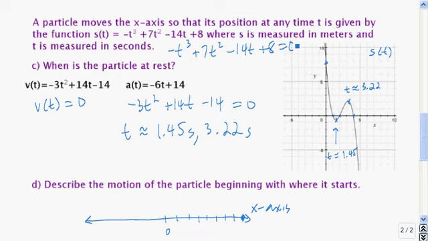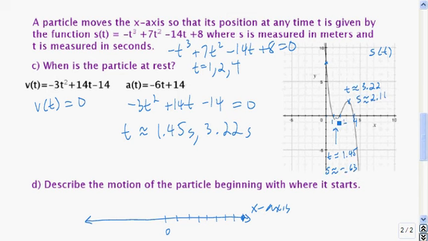If we solve that graphically, we're going to find that t is equal to 1, 2, and 4. Okay, so that's time 1, that's time 2, and that's time 4. The last thing that I want to do before I continue with describing the motion is find the position of the particle at this time and at this time. So I'll plug 3.22 into the function and 1.45 into the function to find those two positions.